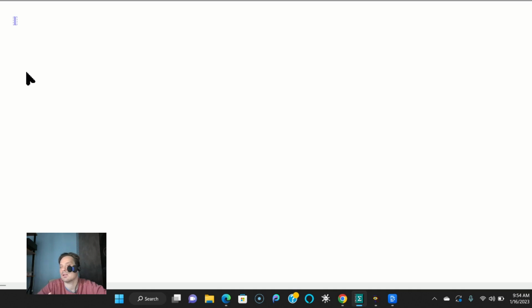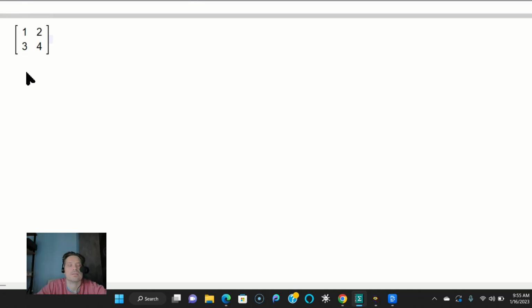Let's take a look at doing an LU factorization essentially from first principles. So imagine we have 1, 2, 3, and then 4 like that. So that's our matrix. What we want to do is write this as a product of a lower triangular matrix and an upper triangular matrix. Why? That's for a separate video. For now, we're just practicing how to do this step.